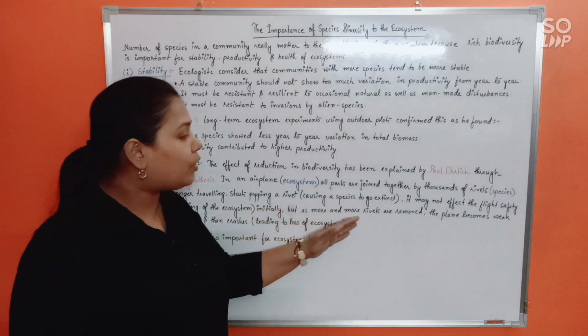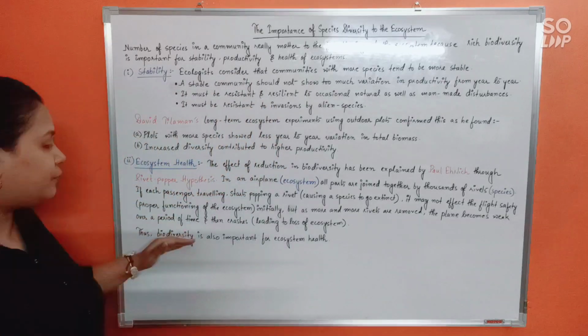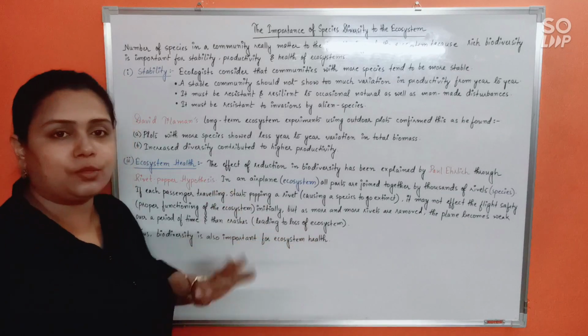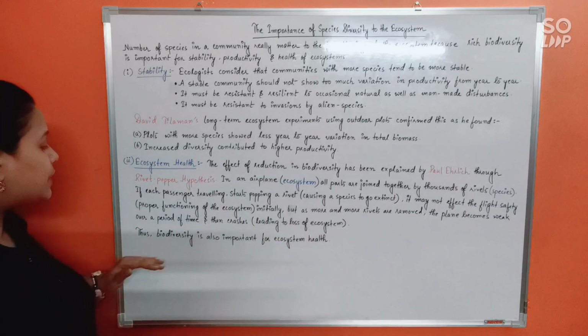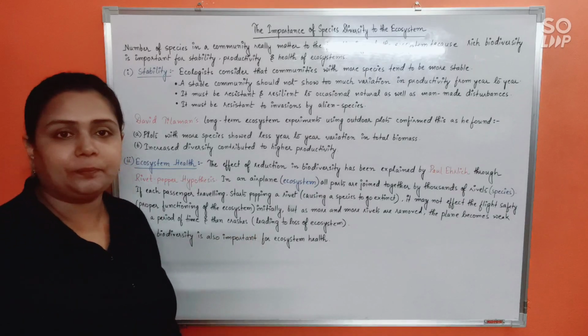But as more and more rivets are removed, the plane becomes weak over a period of time and then crashes. That is leading to the loss of the ecosystem. Thus, biodiversity is very important for ecosystem health as well.